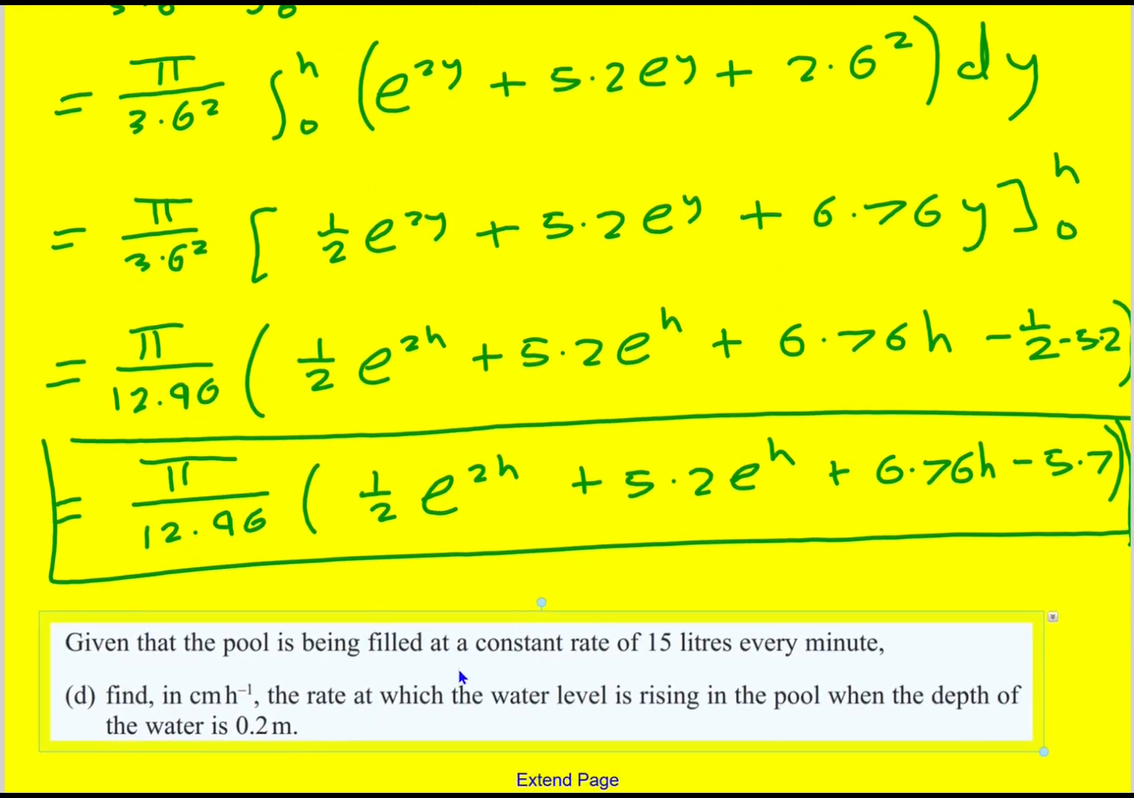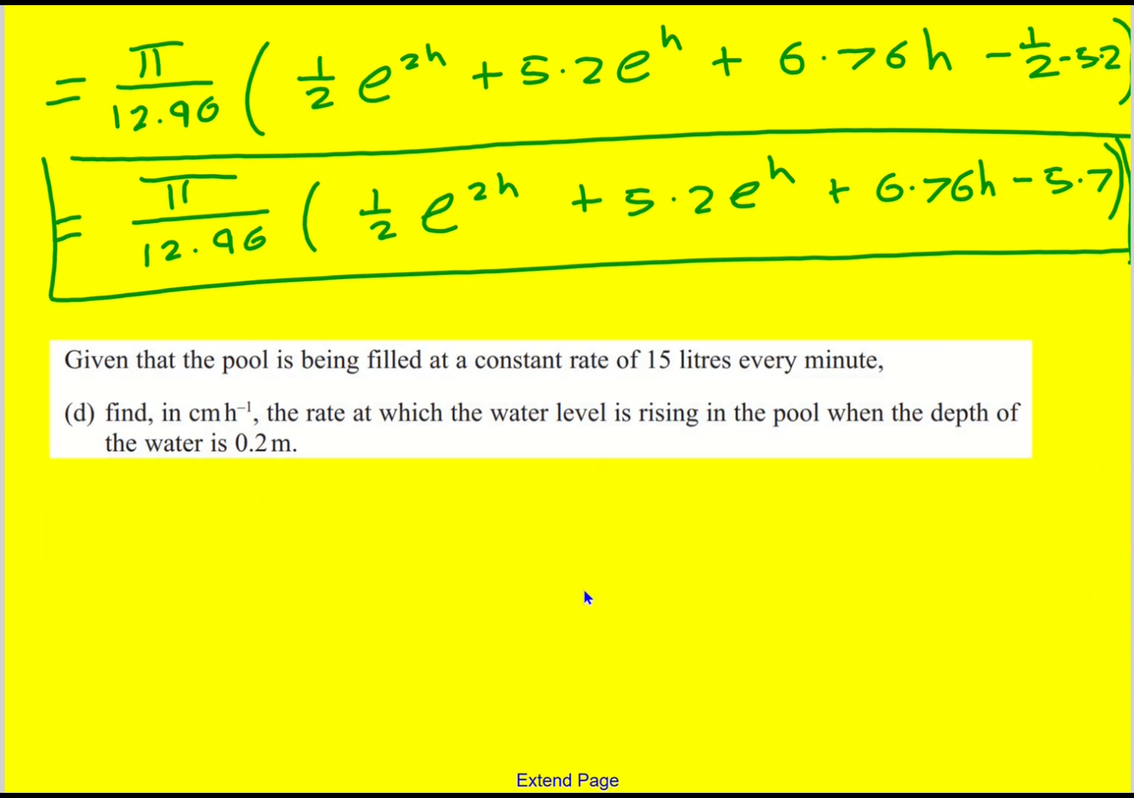Okay, and then to finish, we are given that the pool is being filled at a constant rate of 15 litres every minute. And we're asked to find, in centimetres per hour, the rate at which the water level is rising when the depth of the water is 0.2.